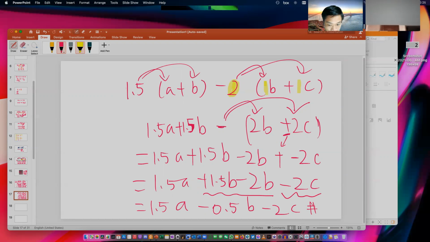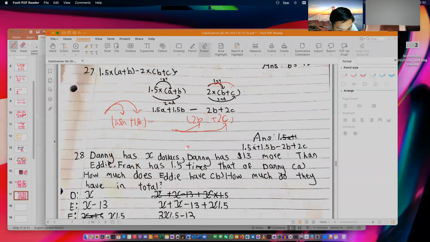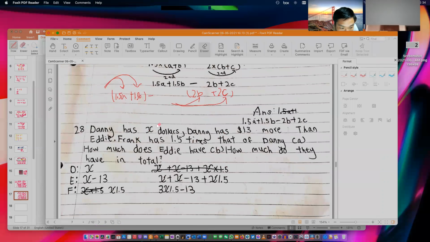So far, so good? Yes. Good. So I explained this question already. Next. So then he has x dollars. This question is also very common. x dollars, 13 more, so it's x minus 13. Then Frank has 1.5 times. Very good. Hey, I thought you said the numerical value must be in front. That's not what you said. You said numerical value must be in front, right? Then how come you put the numerical value behind? So this is a mistake.